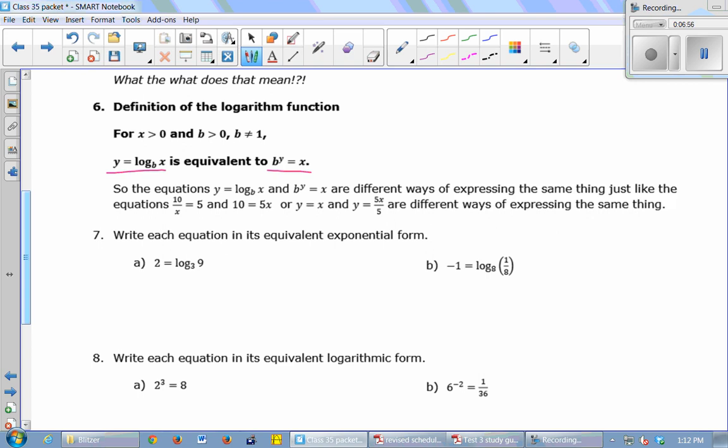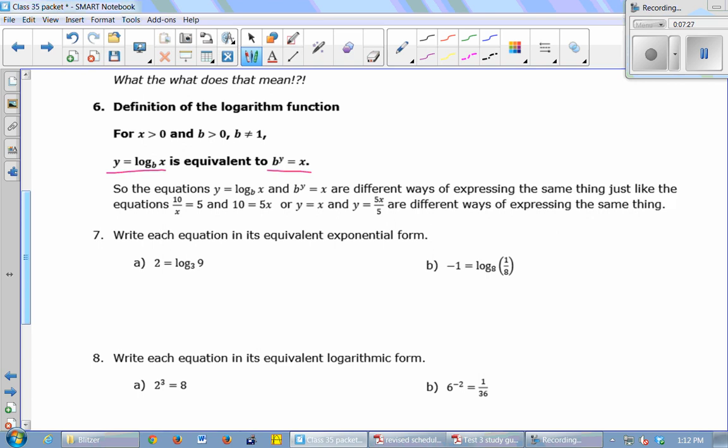So any two equations are equivalent if you can make one into the other, right? Just like 10 over x equals 5 is equivalent to 10 equals 5x, those two equations are equivalent, right? Or y equals x and y equals 5x over 5, those two equations are equivalent, right? These two equations are equivalent. For any base b, y equals log base b of x is equivalent to b to the y equals x.